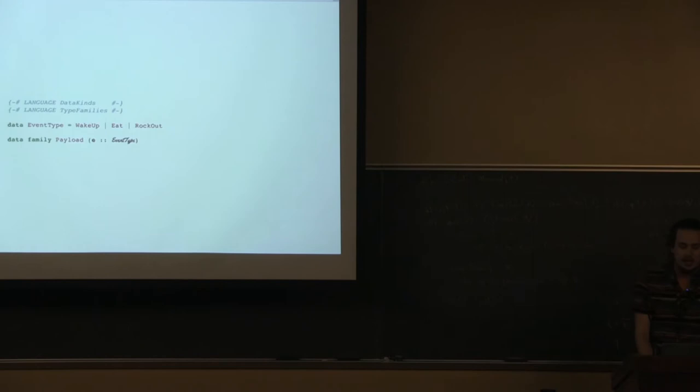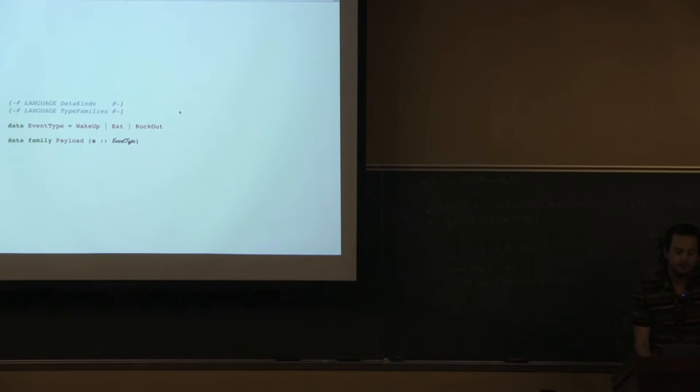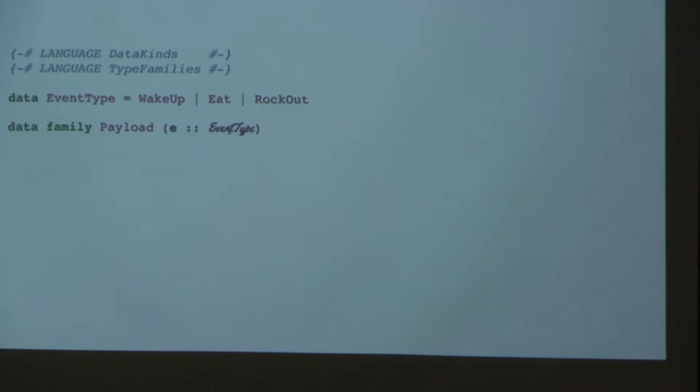And I say, I have this event type, and it's an enum of wake up, eat, and rock out. And so this is like the types of events I want to ingest, right? This used to be kind of constructors, and now it's just like this enum. This is just plain value level enum. But with data kinds, it gives me a kind event type, right? And so I can say, I have this data family, right, over payload. And what it does is it takes some event type, which I don't really care about, and gives me back a type.